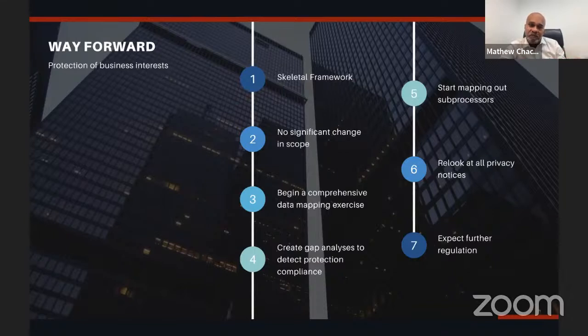get the map in order, look at privacy notices. The rest you can probably do once we have a final shape. But please get active right now.